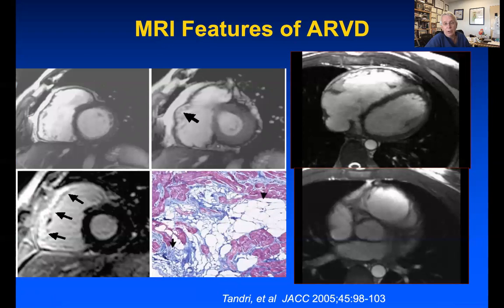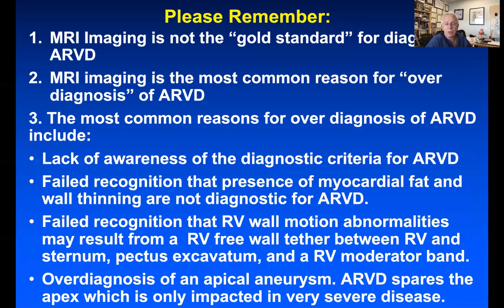MRI is a great way to look at RV size and function. It also is a great way to look at LV size and function, to look for wall motion abnormalities. And it also allows us to look for fat and scars, so it's considered the best imaging tool for ARVC. But it's also the most common reason that ARVD is overdiagnosed or misdiagnosed.